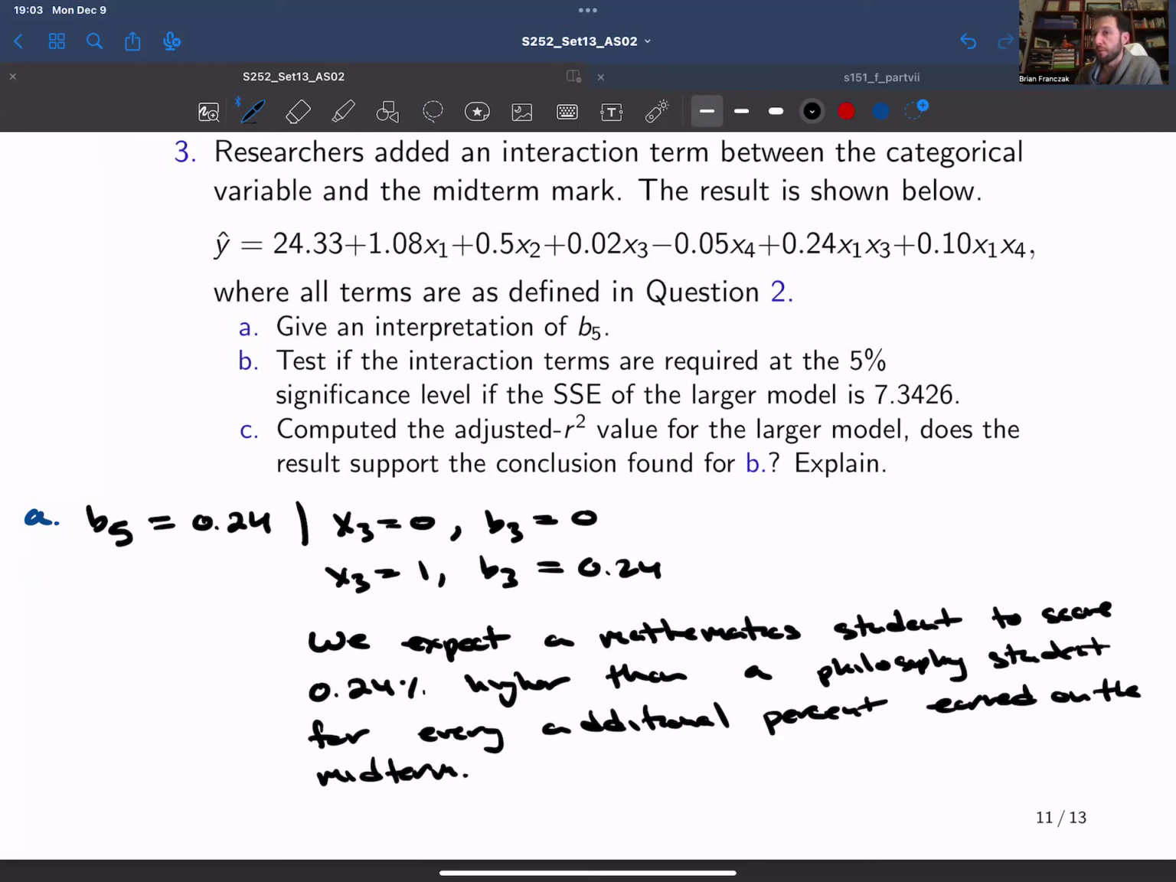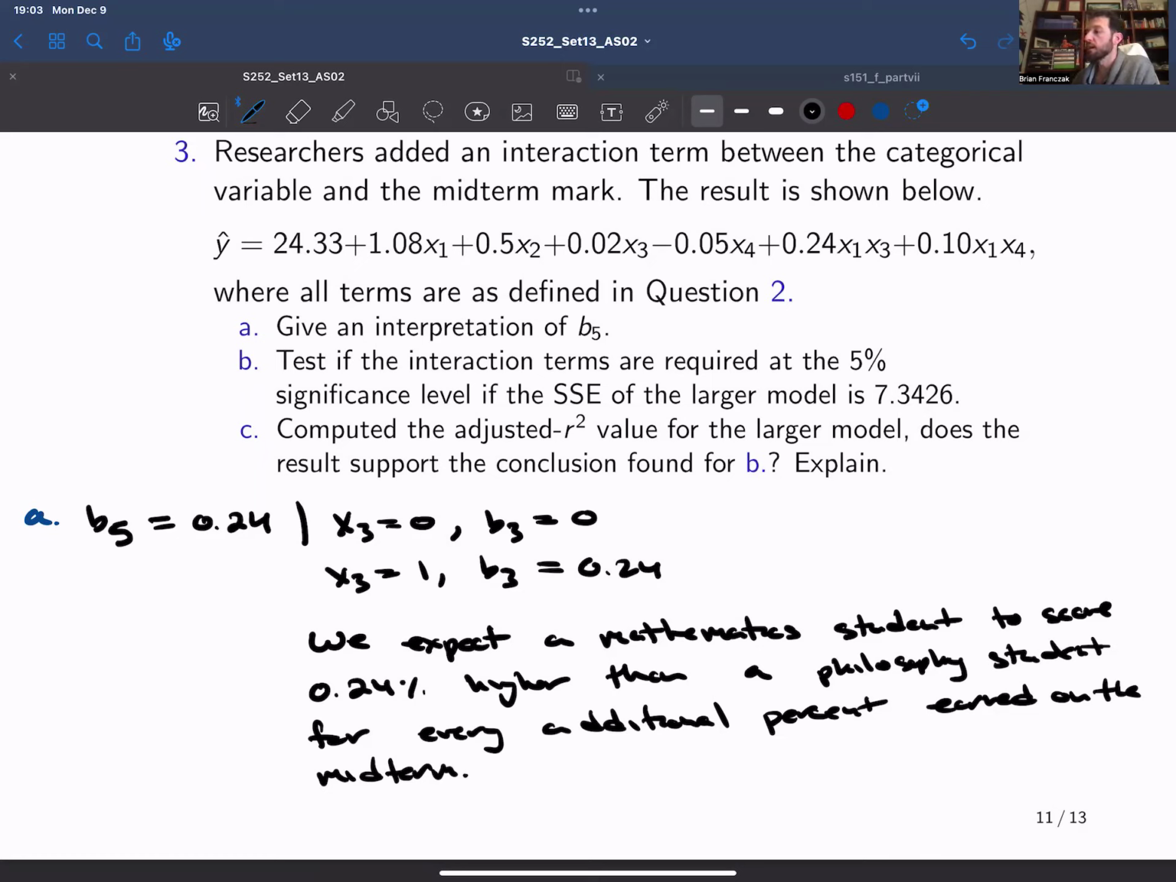But when we have a mathematics student, the interaction turns on. So 0.24 gets added to 1.08. And now what we would be saying is for the mathematics student, we would expect their grade to increase by 1.08 plus 0.24% for every percent earned on the midterm. But the direct effect, the interpretation is in terms of the difference, which is the 0.24.